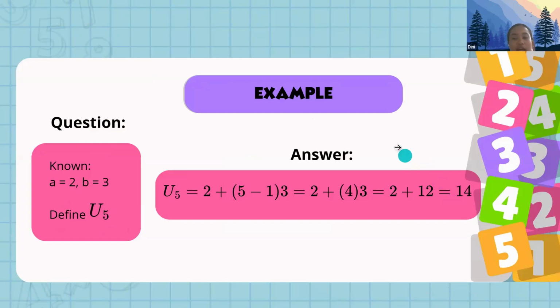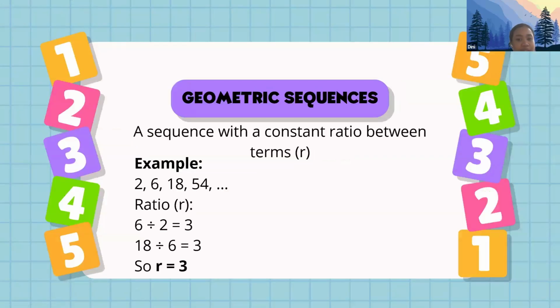Okay, an example for an arithmetic sequence: a equals 2, b equals 3. Define term 5. The answer is 14. Do you understand this example? Yes, Miss, I understand. Okay, good job.